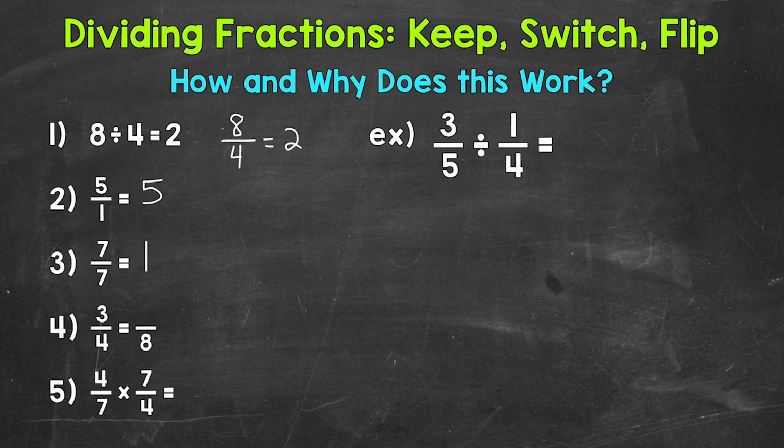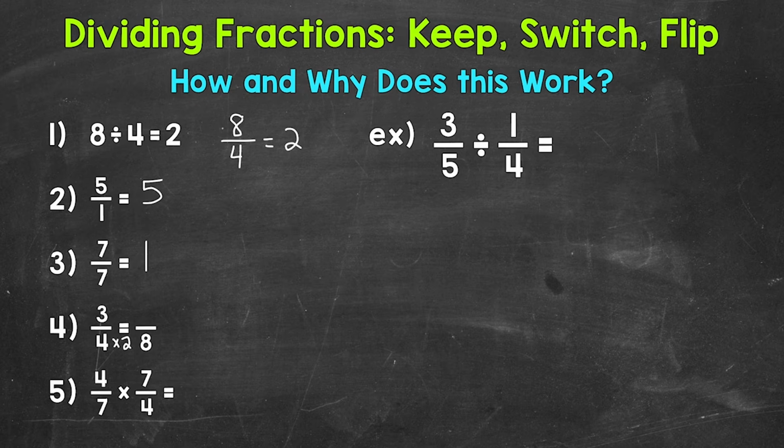The fourth thing that we need to understand, equivalent fractions. Now remember, in order to keep a fraction equivalent, whatever we do to the bottom, we must do to the top, or vice versa. And we can use multiplication or division. This will give us an equivalent fraction. For example, 3/4 equals how many eighths? Well, we know that 4 times 2 equals 8.